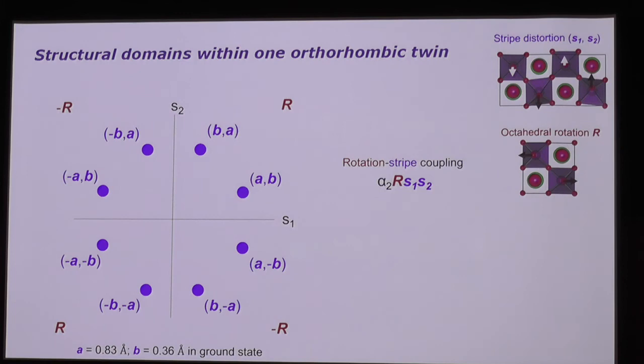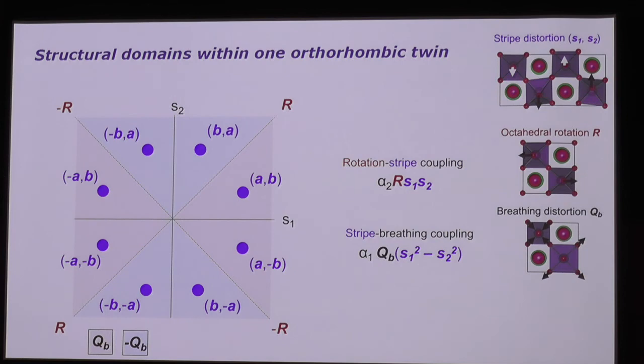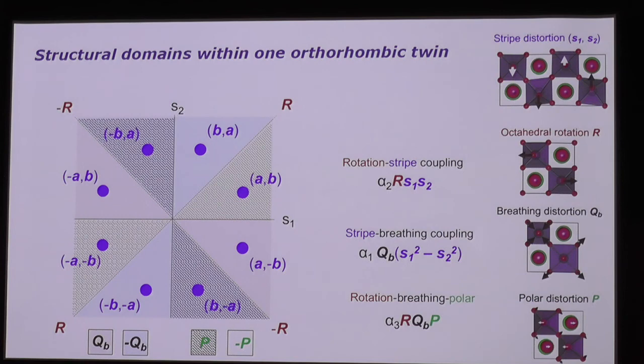This coupling between the breathing mode and the stripe distortion tells us that the domains in these light pink and blue quadrants have opposite phases of the breathing and charge ordering. And then finally, this trilinear coupling tells us that the domains in the hatched and solid regions have opposite polarization. So this plot efficiently summarizes this set of coupled structural domains here.